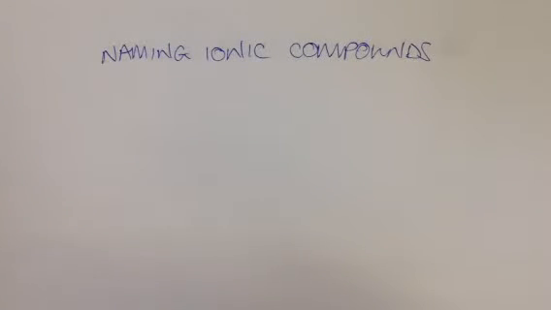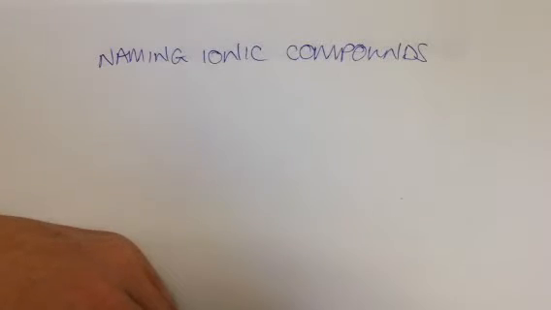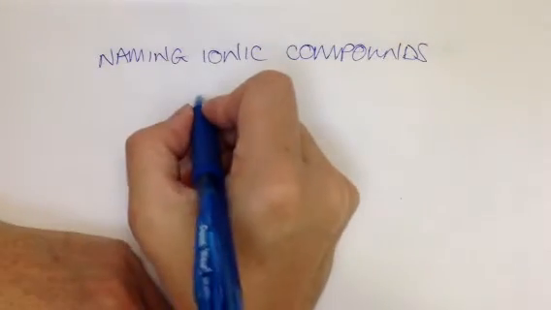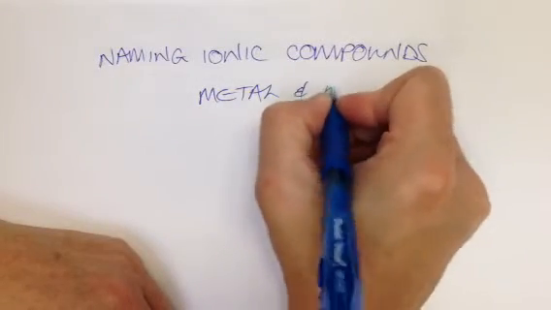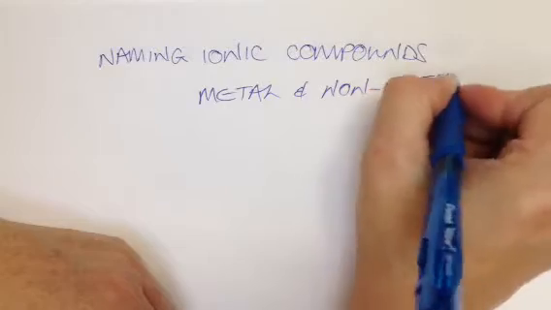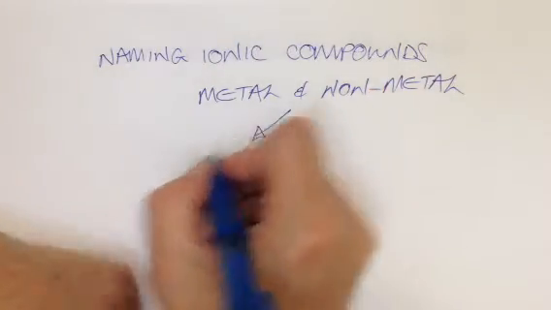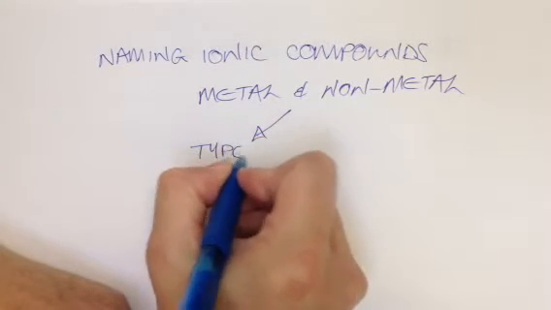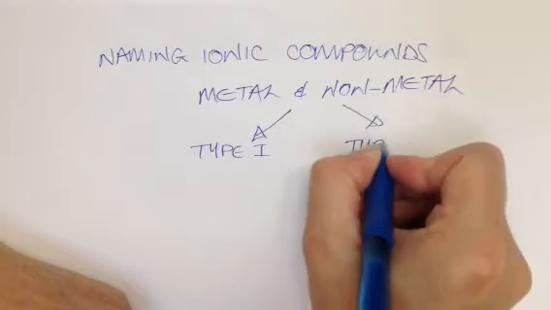Now we know how to write ionic compound formulas, let's talk about how to name ionic compounds. So remember, the first thing you ask yourself is you determine if it's ionic, and you can do so by asking yourself, does it contain a metal and a non-metal? Okay. Once you have done that, you ask yourself, is it type 1? Is it a type 1 ionic compound, or is it a type 2 ionic compound?